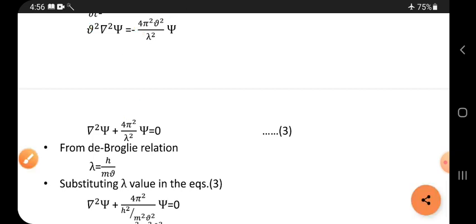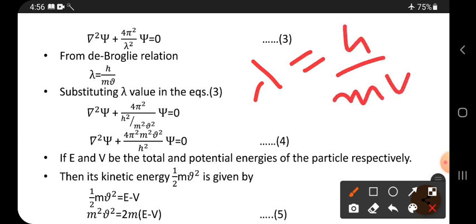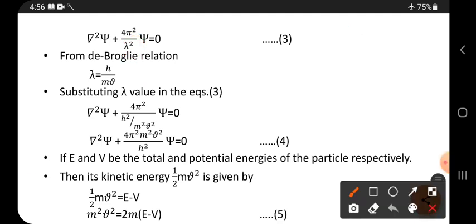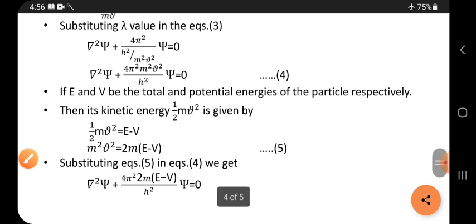Now, according to de Broglie, what is the formula? Lambda is equal to h by m v. We know that. In the place of lambda, substitute this term. Already lambda square is there, so h square by m square v square. The m square v square goes upside, why? It is already in the denominator, and again the denominator goes up into the numerator. Okay, next.